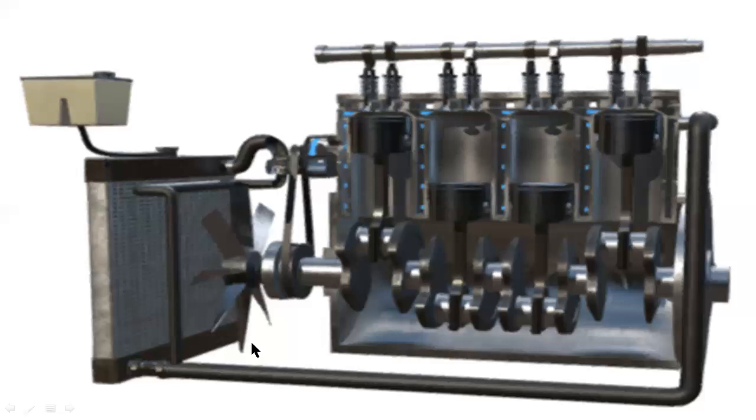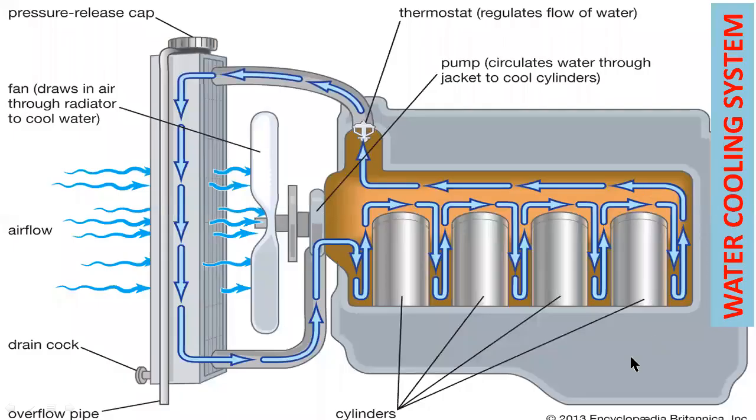Now I will show the cross-sectional view of this water cooling system. This is a propeller shaft, propeller or fan, which draws in air through the radiator to cool the water. This is a radiator. This is a pressure release cap. This is a drain cock. This is an overflow pipe.